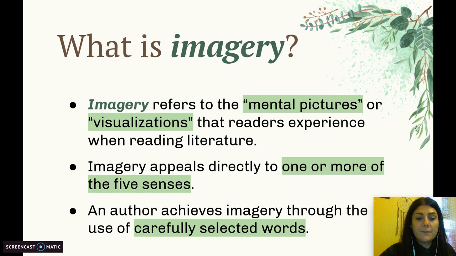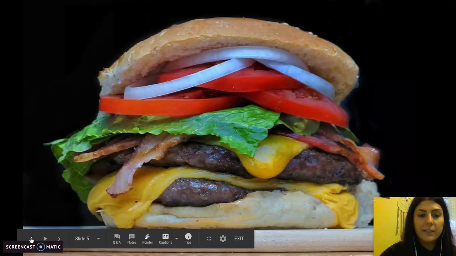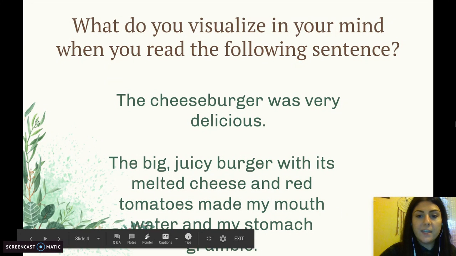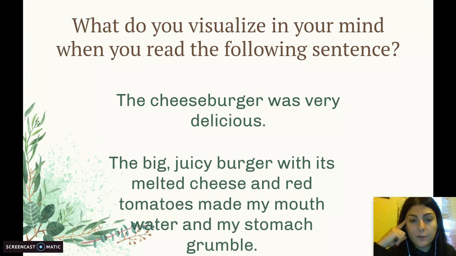An author achieves imagery through the use of carefully selected words as well. So if we're thinking about that one incident with the burger, the big juicy burger, we're describing a little bit more. It's a little bit more descriptive, and it helps to paint that picture a little bit better in the reader's mind of what this burger looks like. You could straight up say a cheeseburger was very delicious, but we don't really know what's making it delicious. What about it looks delicious or is making it taste delicious or smell delicious?